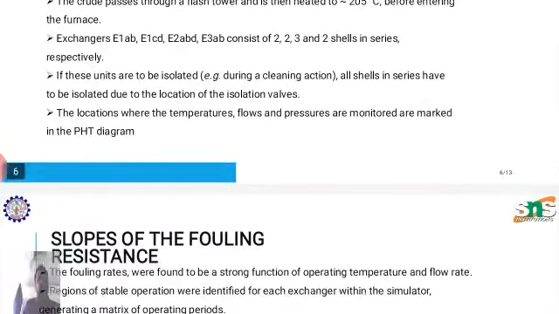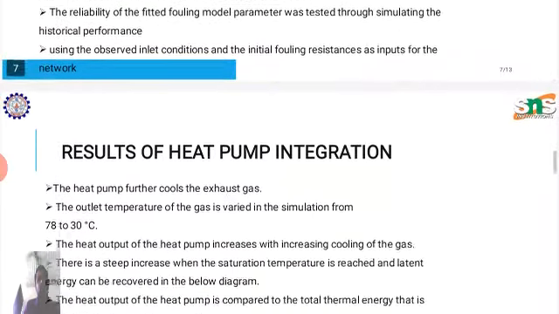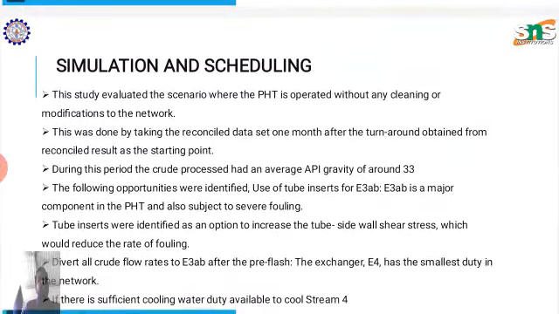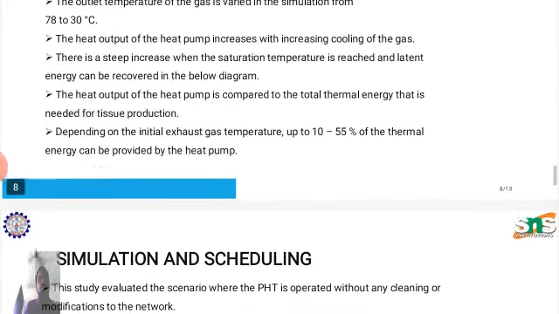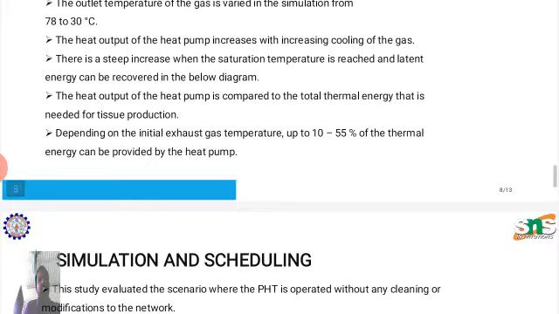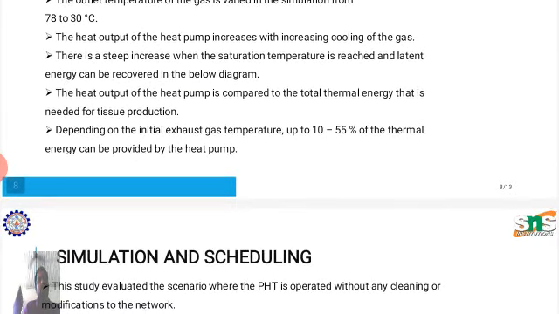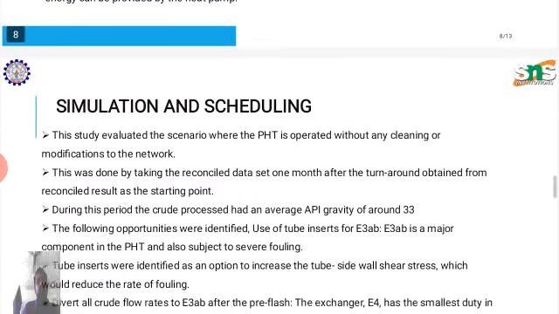Also, the results of the heat pump: the heat output of the pump increases with the increase in cooling. There is a steep increase when the saturation temperature is reached. The heat output of the heat pump is compared to the total thermal energy needed. Depending on the initial exhaust gas temperature, 10 to 55% of thermal energy can be provided by the heat pump.